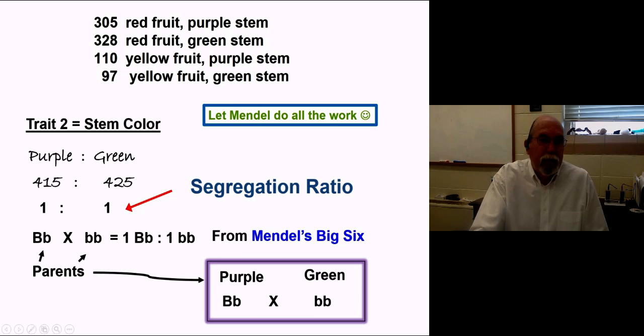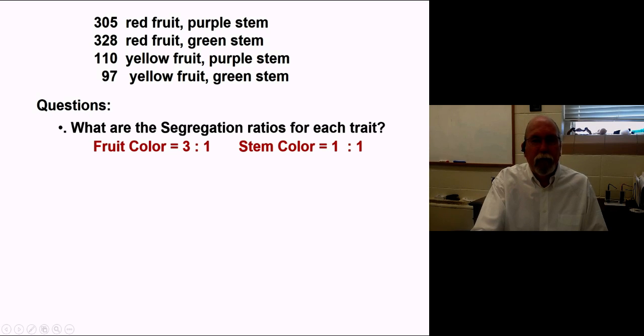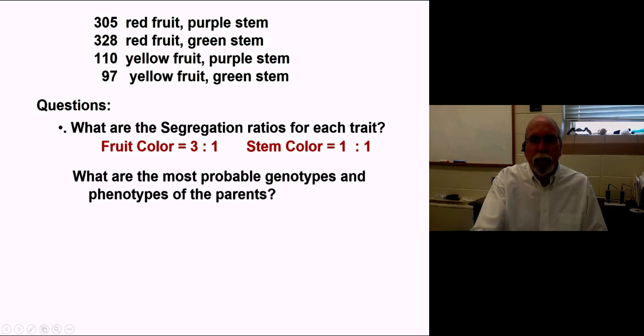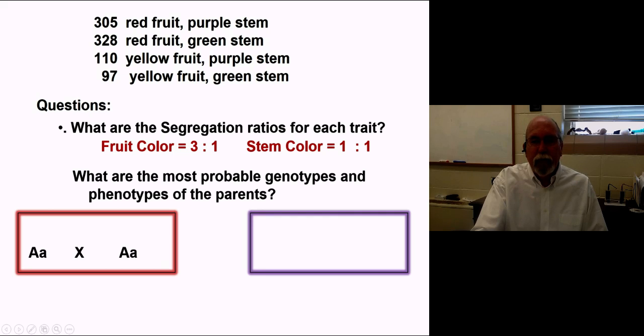We'd have to have some other information. And in these problems, that information is almost always provided for you. Okay, so we've used Mendel's Big Six. We've got segregation ratios, and we let Mendel's independent assortment do all the work. Now we've got to put it all back together. Okay, so let's answer our questions. What are the segregation ratios? Well, for fruit color, it happens to be a 3-to-1 that we see in the phenotypes. In stem color, it's a 1-to-1. What are the most probable genotypes and phenotypes of the parents? Well, we've already figured that out.